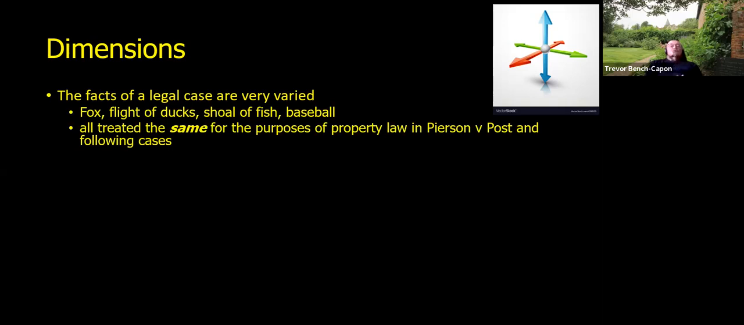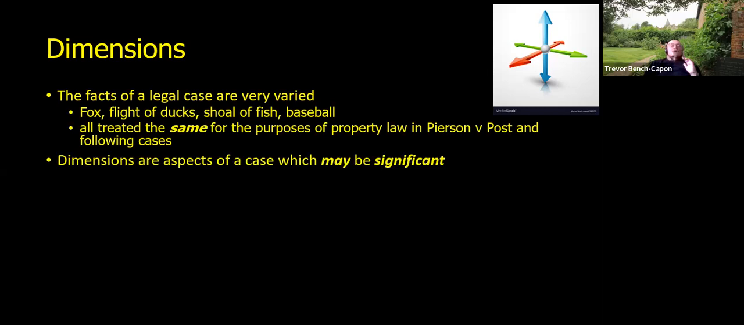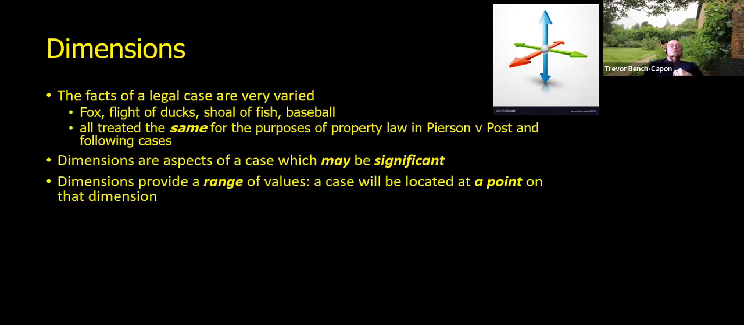In property law, we find a fox, a duck, a fish, and a baseball are all treated exactly the same in Pierson versus Post and related cases. So we use those flat ones to these dimensions. The dimensions are aspects of a case which may be significant, and the dimensions provide a range of values, and a case is located at a given point.